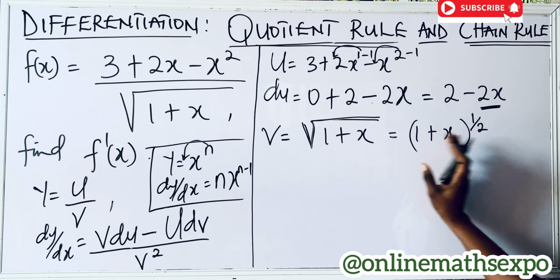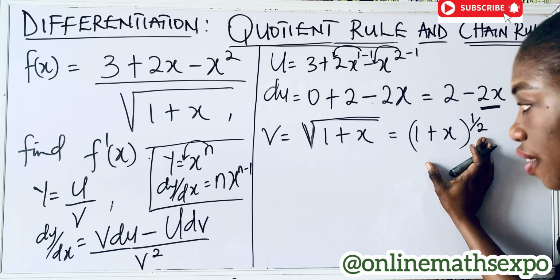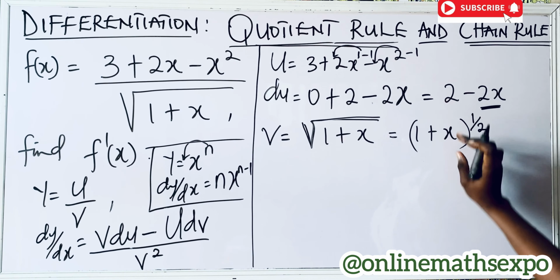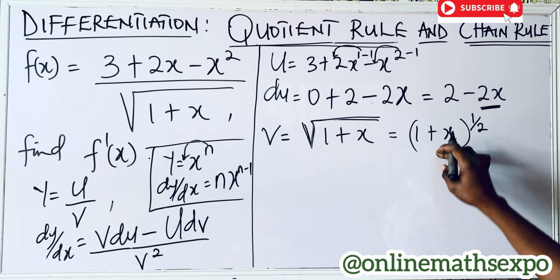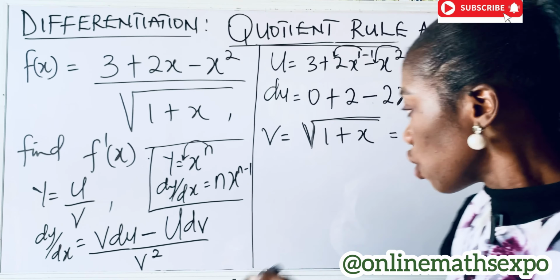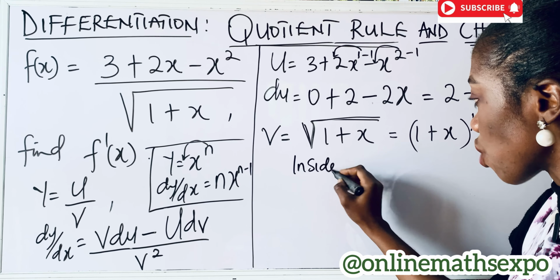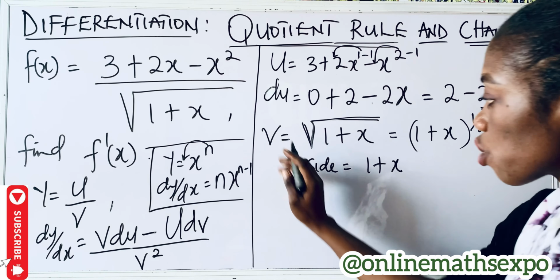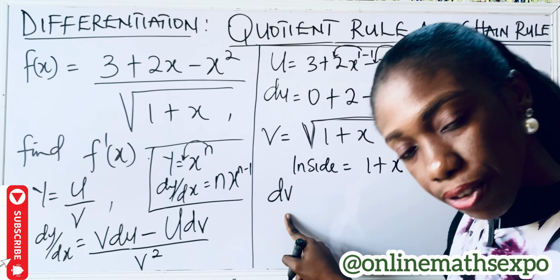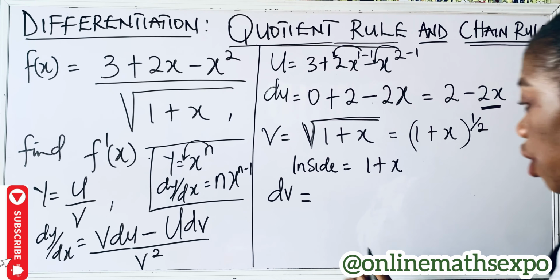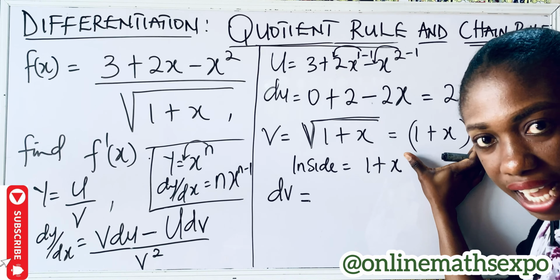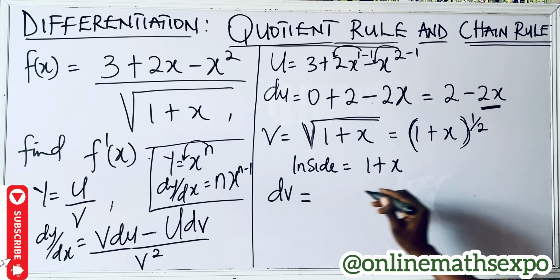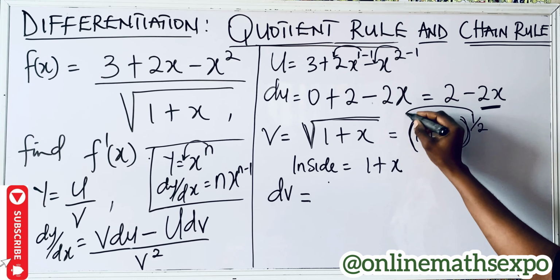Okay, this is what this means in index form. Now, in differentiating this using chain rule, identify the inside function. The inside is the one inside the bracket. So we have our inside function to be 1 plus x. Now if you want to get your dv dx, differentiate the outside. The outside is the one outside the bracket, and that will give us, use the power to multiply.